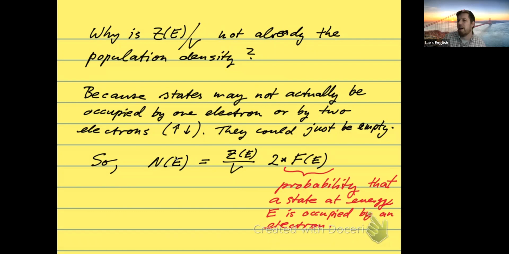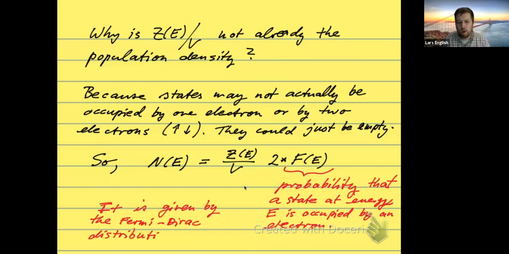I'm dealing with a product of the density of states times the probability that that state is actually going to be occupied. So we call F of E the Fermi-Dirac distribution. So it's a probability distribution. And that distribution will depend on the temperature of the crystal.